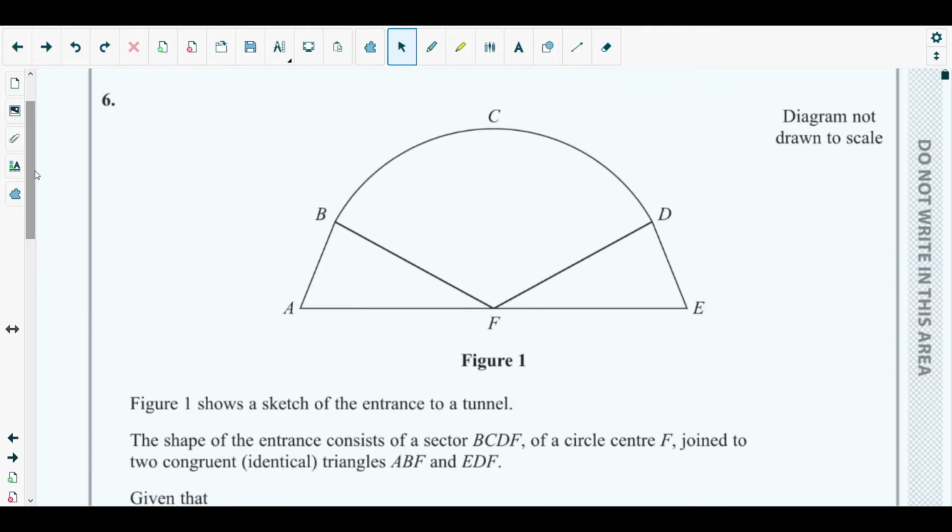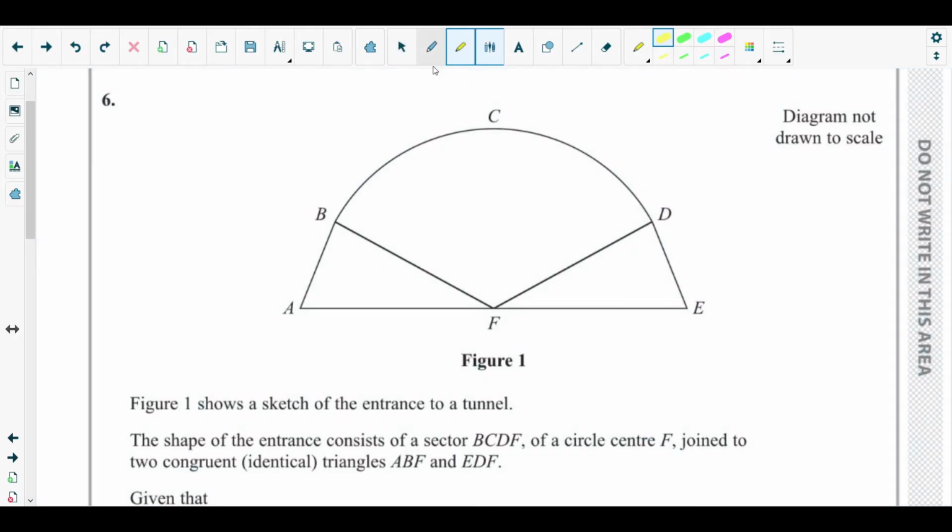So basically the concepts behind question number 6 are from chapters 6 and 7 of your P1 textbook. Chapter 6 is trigonometry, and chapter 7 is radians. In order to be able to solve this question, you should have practiced sufficient questions from chapters 6 and 7. So let's get started with question number 6.